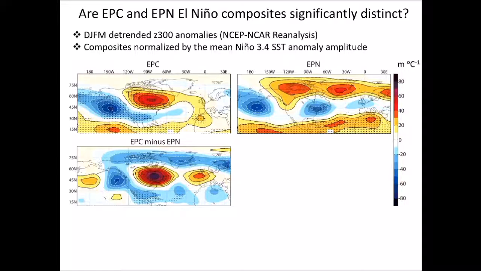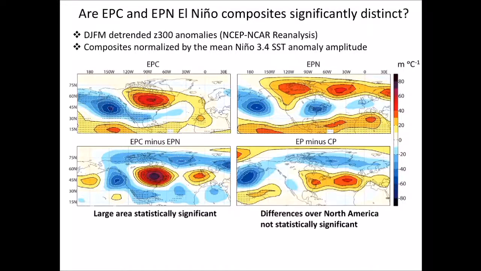And if we look at the differences, there are large regions over North America where the differences are statistically significant, particularly over northeastern North America and over southern North America. And if we just did the partitioning, Eastern Pacific versus Central Pacific, we find that actually the differences over North America are not statistically significant, even though the sample sizes are exactly the same between this partitioning. So this would suggest that this convective versus non-convective Eastern Pacific distinction is more fundamental from a teleconnection perspective, in terms of differences over North America, than Eastern Pacific versus Central Pacific.